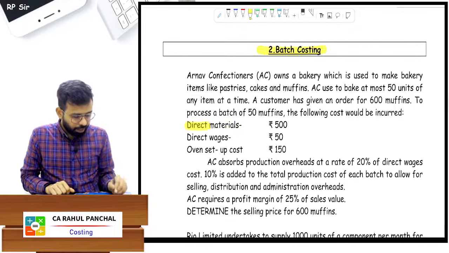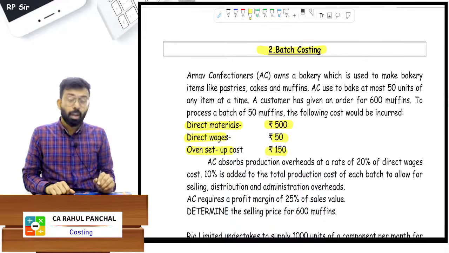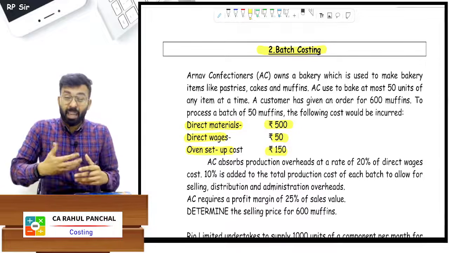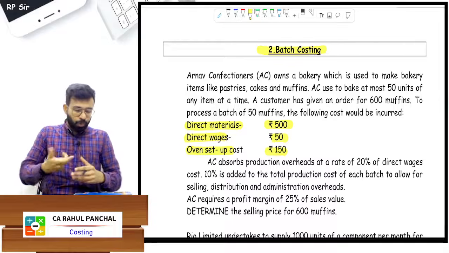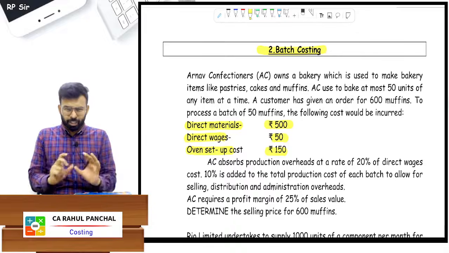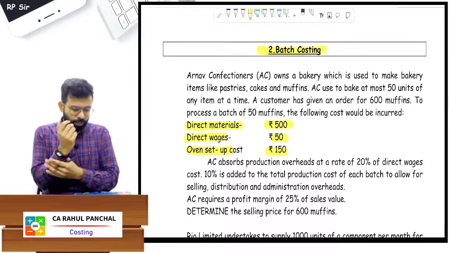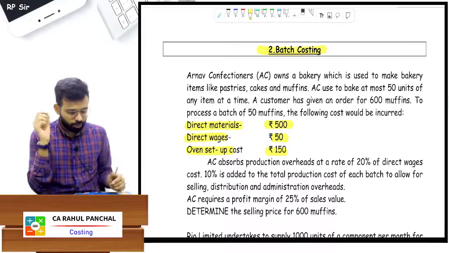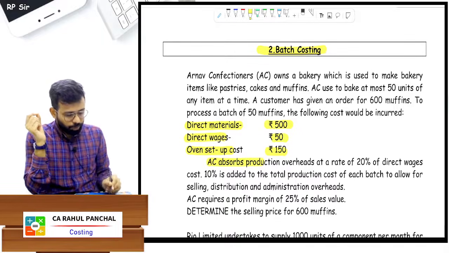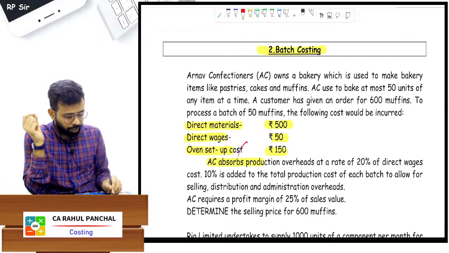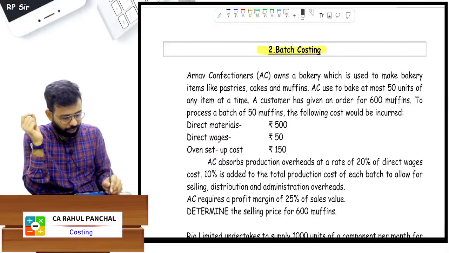We can see direct material 500, direct wages, then there is an oven setup cost. Before you carry out that baking activity, you have to set up that oven at a certain temperature and all, so that cost is this much, 150 rupees. Okay, setup cost. AC absorbs, which is nothing but recovery. You recover fixed overheads. These are incurred in totality. And how are these being recovered? So these are recovered like this.